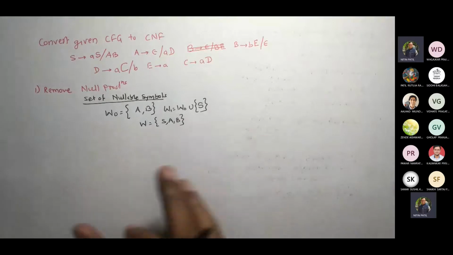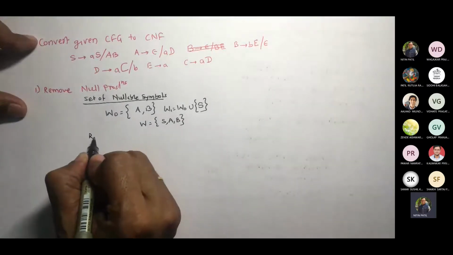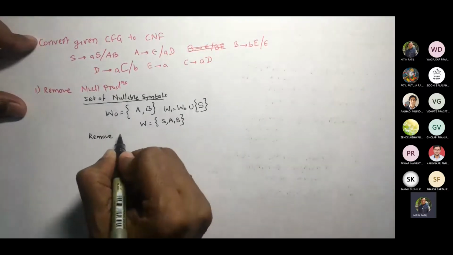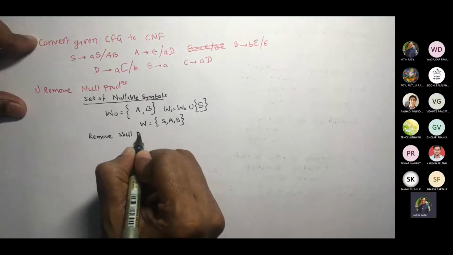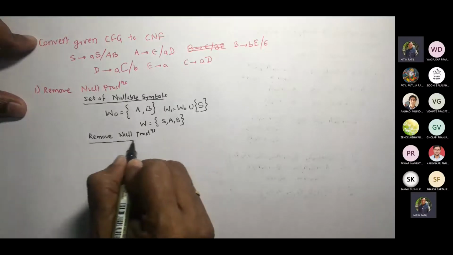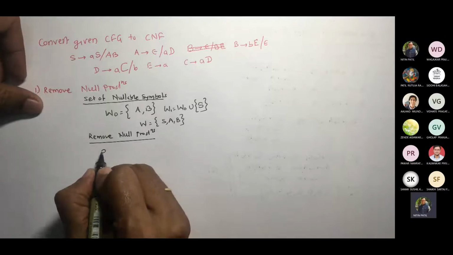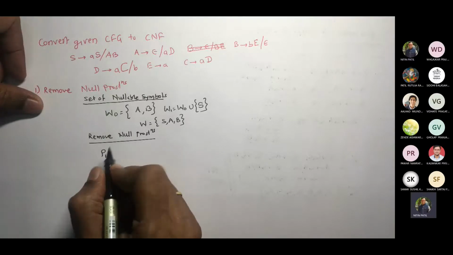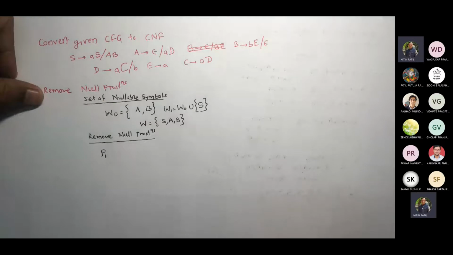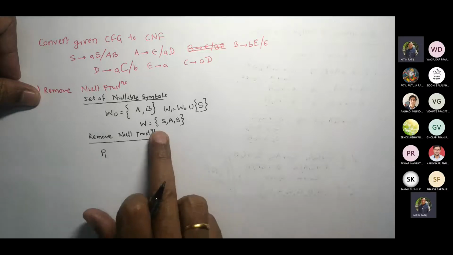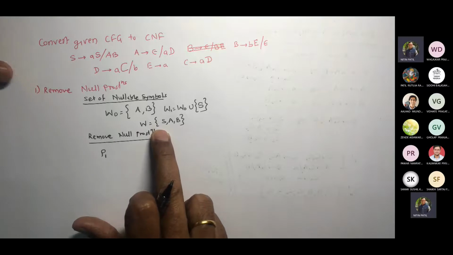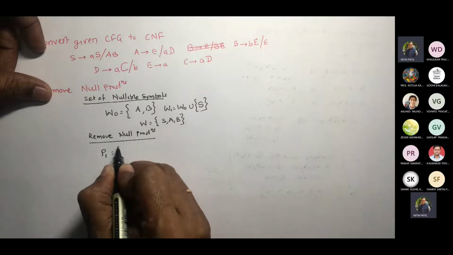Now we have to remove null productions. So what do you get? I will write P1. Your variable set remains the same, your sigma remains the same. Your start symbol right now, what is it? Considering this S to be nullable, I cannot say my start variable will remain the same. It may change. Okay, so let me start writing this first.